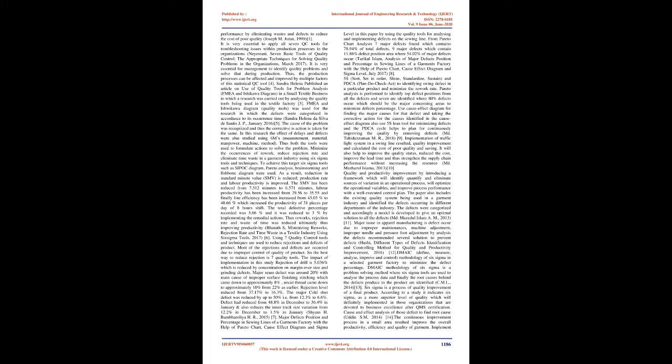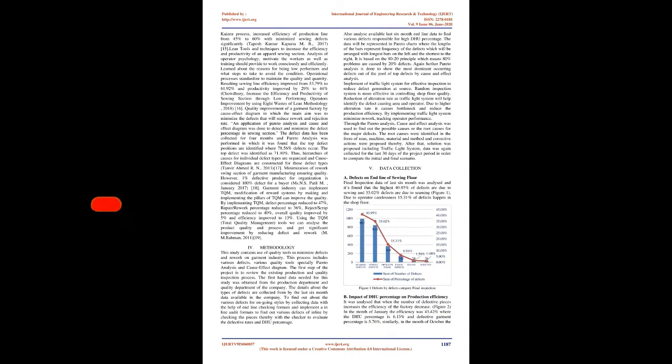In this research the effect of delays and defects were also studied using 6 M's: measurement, material, manpower, machine, method. Thus both the tools were used to formulate actions to solve the problem. Minimize the occurrences of rework, reduce rejection rate and eliminate time waste in a garment industry using Six Sigma tools and techniques. To achieve this target, Six Sigma tools such as SIPOC diagram, Pareto analysis, brainstorming and fishbone diagram were used. As a result, the standard minute value, SMV, is reduced, and production rate and labor productivity are improved.